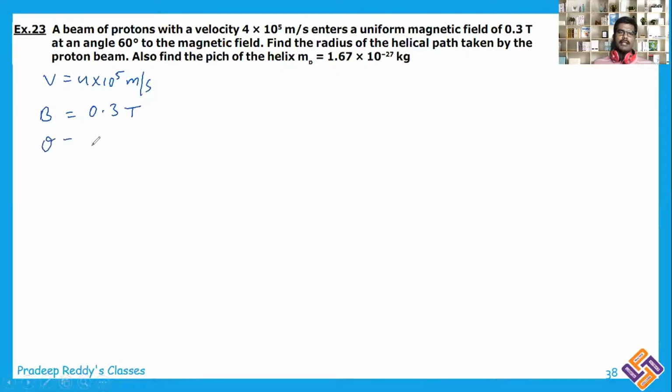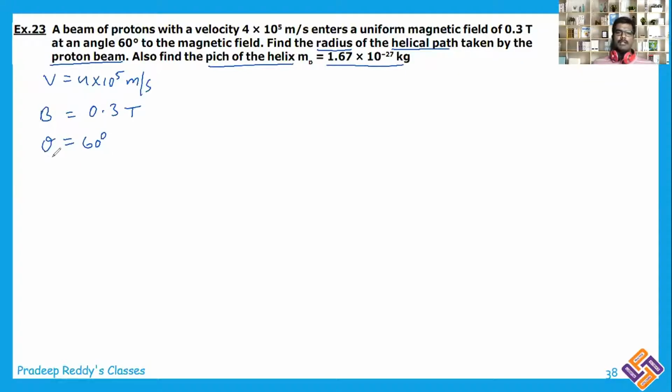So it is entering at an angle of 60 degrees to the magnetic field. As the angle of the particle is neither 0 nor 90, obviously it should take a helical path. So find the radius of the helical path taken by the proton beam. You should calculate the radius of the helical path and also find the pitch of the helix.